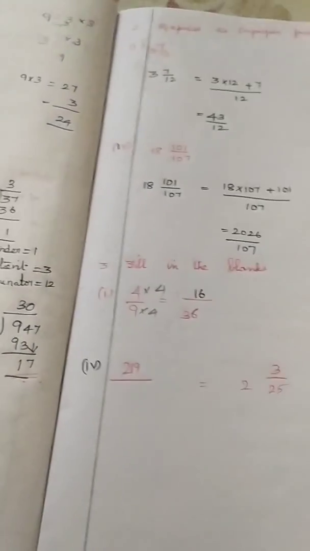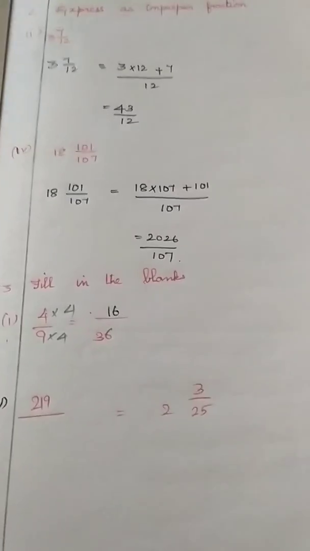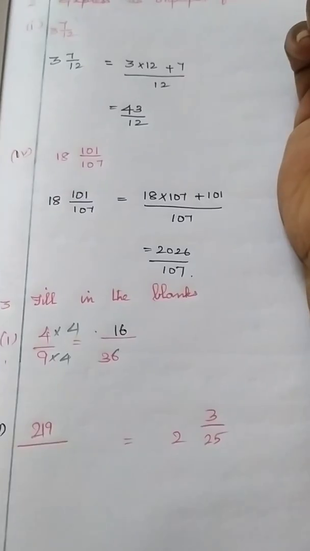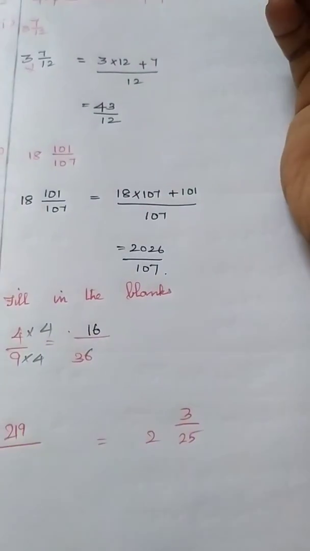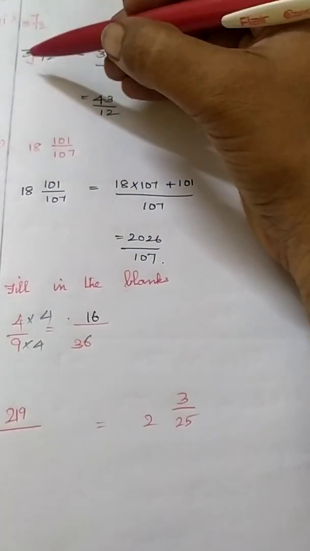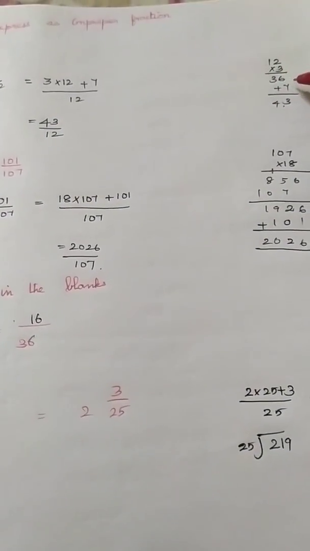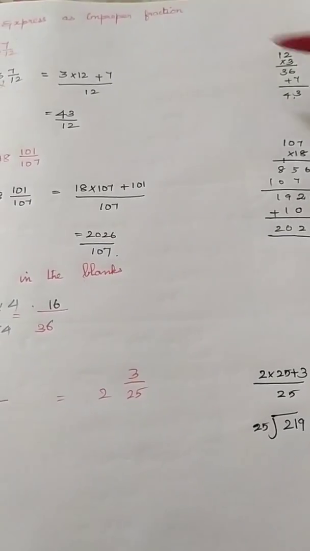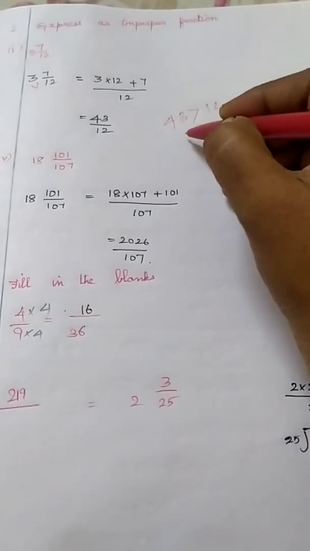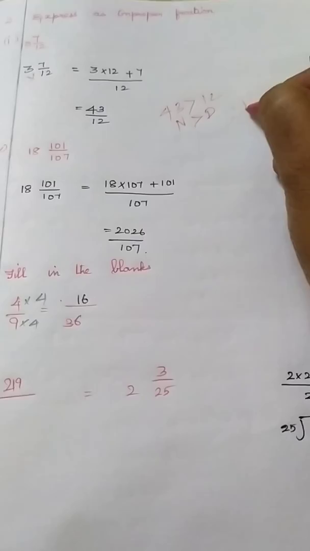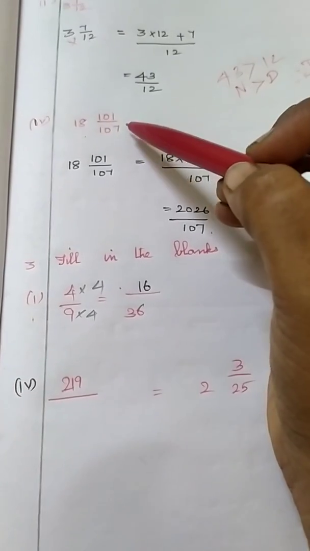Very easy steps. Next we are going to express this as an improper fraction. This is in the mixed fraction form, and we are going to express it as an improper fraction. For that, what will you do? Integral part multiplied by denominator, plus the next step, the numerator. 3 into 12 plus 7, divided by the denominator. 3 into 12 is 36, 36 plus 7 is 43, 43 divided by 12. Now you got an improper fraction. How? 43 is greater than 12, that is, the numerator is greater than the denominator. Therefore, what fraction is it? Improper fraction.